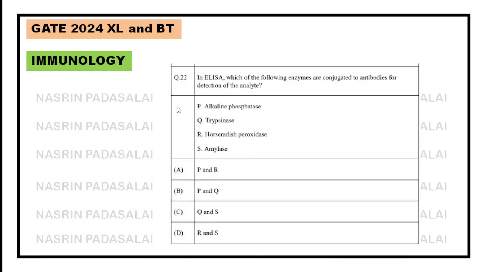And also, next question: in ELISA, which of the following enzymes are conjugated to antibodies for detection of the analyte? You can simply eliminate Q. Trypsinase is not required for ELISA and amylase is not required. So by eliminating these two options, the correct answer is P and R. So option A is correct, which means only two enzymes are needed. One is alkaline phosphatase, another one is horseradish peroxidase.